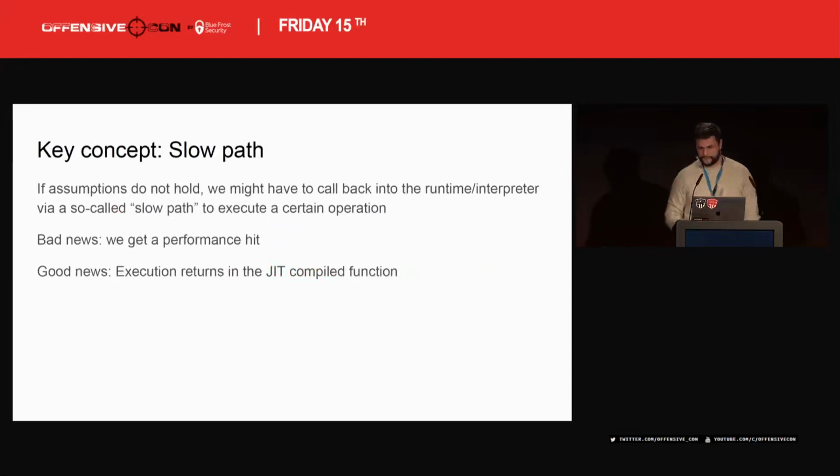So that takes me to introducing two key concepts that are used in JIT compilation. The first one is the so-called slow path. As I said, the JIT will have to make assumptions and check that these assumptions are actually true. And if something is not true, then the JIT code might have to fall back into the interpreter via something that's called a slow path. So the bad news is that you get a performance hit for that. But the good news is the JIT code actually accounted for that. So sure, for that operation, you will run slower because you have to go back into the interpreter, but you will come back into the JIT function going forward. So it's not too bad.